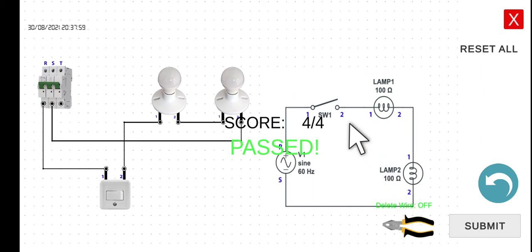Okay, so if we click this one, the switch, the two bulbs will turn on because it will enable the current to flow from this R, go to the loads and go back to the circuit breaker.